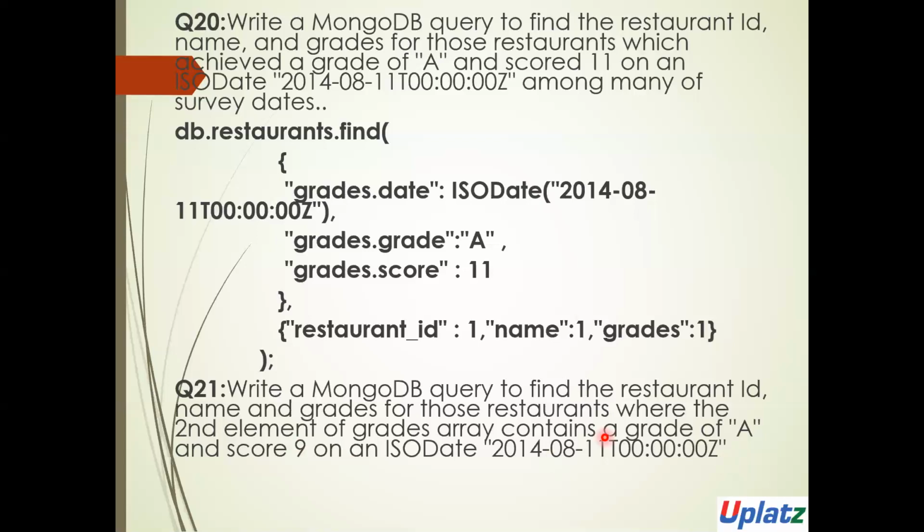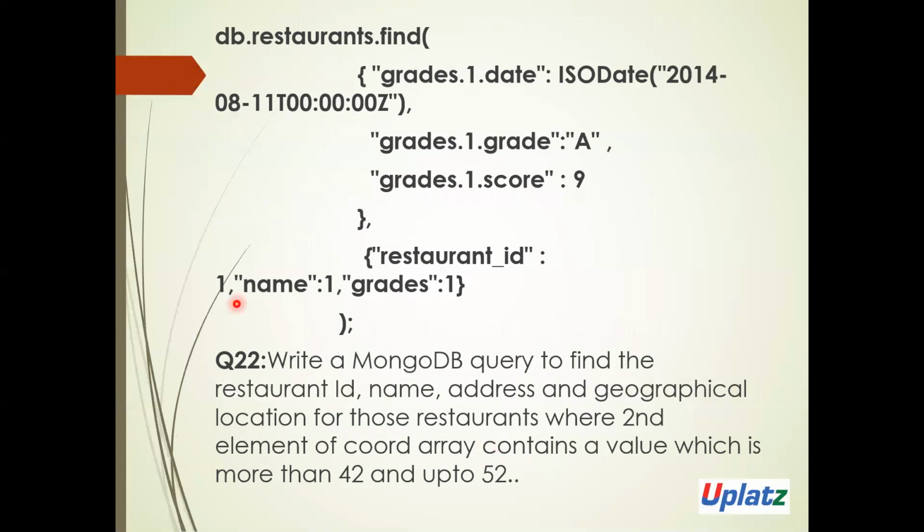Second element of a grade array contains a grade A and score 9 on ISO date. So let's see what they have done here, second element. The first element in the array is 0, so the second element is grades dot 1 dot date, grades dot 1 dot grade, grades dot 1 dot score. This is my second element in the array, so for that, this particular field should come.